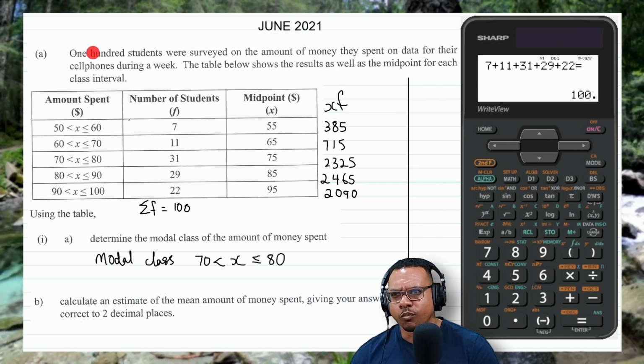And up here they told us 100 students were surveyed. So you see that they give us the total frequency up here when they say 100 students were surveyed. So when you add up all this, we get 100.